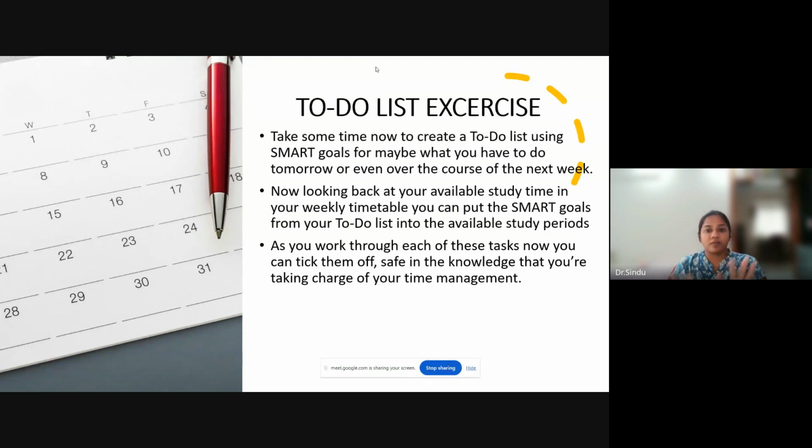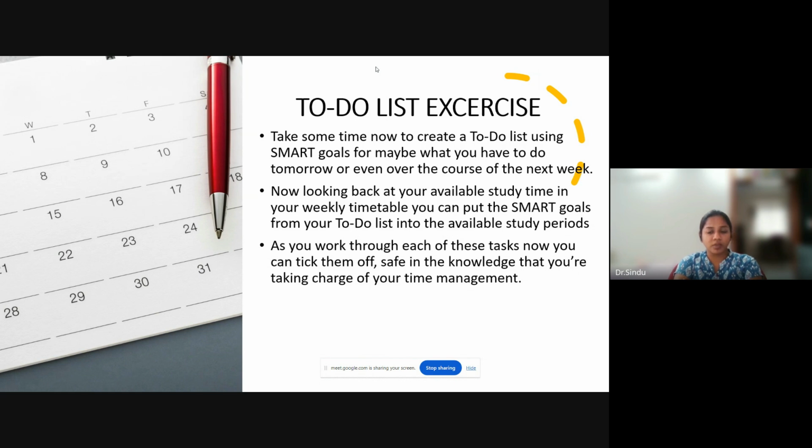Here, what you have to do is take some time to create a to-do list using your SMART goals, perhaps for what you have to do tomorrow or even over the course of the next week. Now, looking back at your available study time in your weekly timetable, you can put the SMART goals from your to-do list into the available study periods. As you work through each of these tasks, you can tick them off, safe in the knowledge that you are taking charge of your time management.